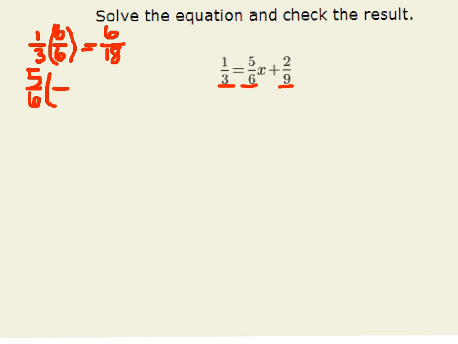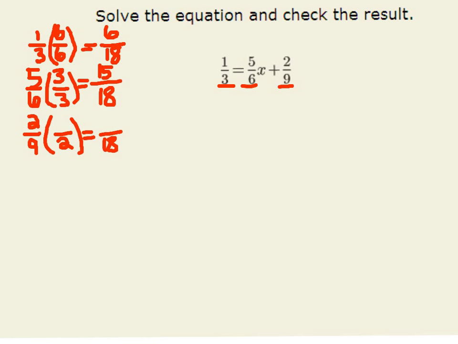And then I'm going to turn 5/6 into a fraction with 18 as the denominator. 6 times 3 gives me 18. So I multiply the numerator by it also, and I get 5 times 3 equals 15. And I'm going to do the same for our final fraction, which is 2/9. 9 times 2 gives me 18. So I must also multiply the numerator by 2, which gives me 4/18.